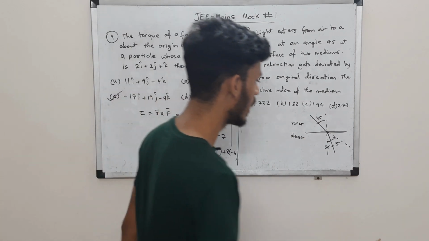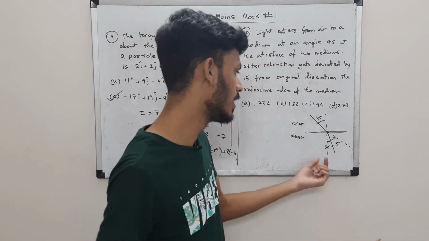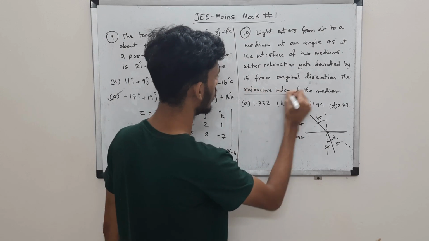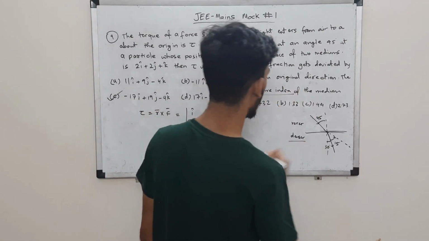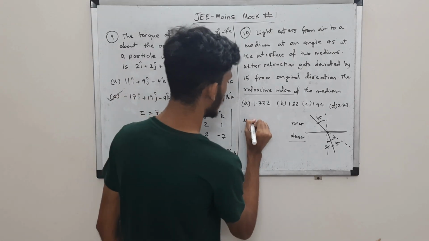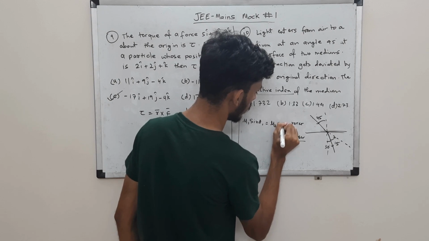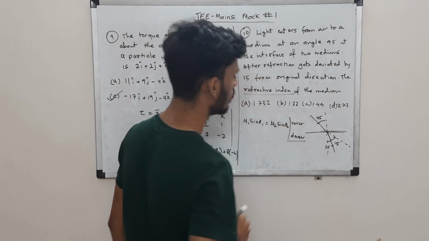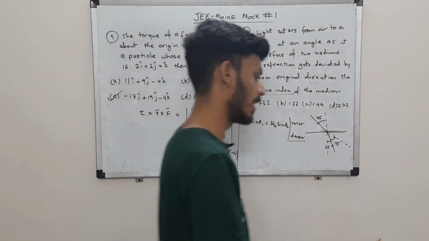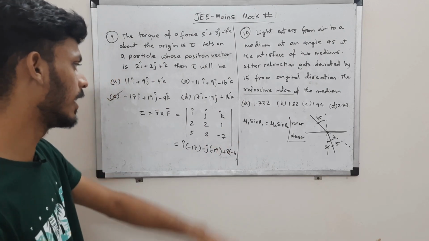So the angle that the refracted ray is making with the normal, the angle of refraction, is 30 degrees. That's all the data that we needed. Here we are supposed to find the refractive index of the denser medium. So we just use Snell's law: mu1 sine theta 1 is equal to mu2 sine theta 2. I write it in this form because it's easier to remember instead of writing the refractive index as the ratio of sine of theta 1 and theta 2.